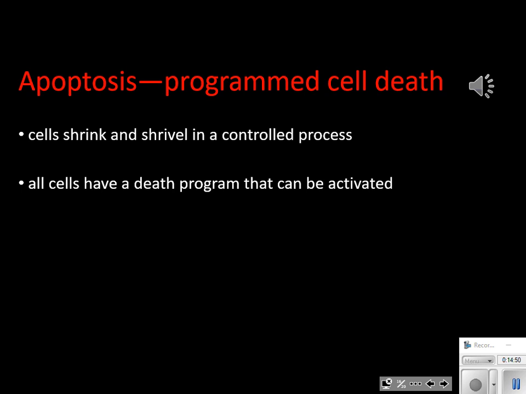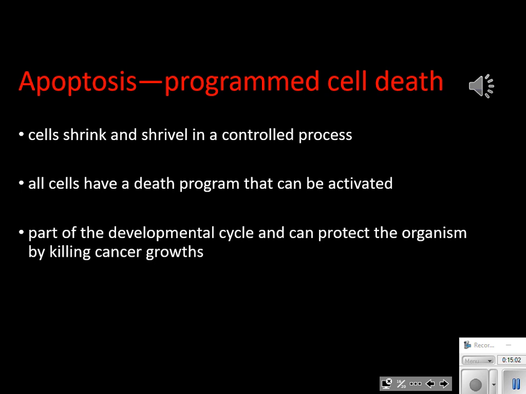All cells have this death program that can be activated. It's part of the developmental cycle of the cells, and it can protect the organism by killing cancer growths. So let's say that one of these cells has an abnormality. We talked about the cellular regulations, right? The checkpoints. Well, maybe at a checkpoint the cell detects that there's an irregularity and it starts into this apoptosis, the programmed death.